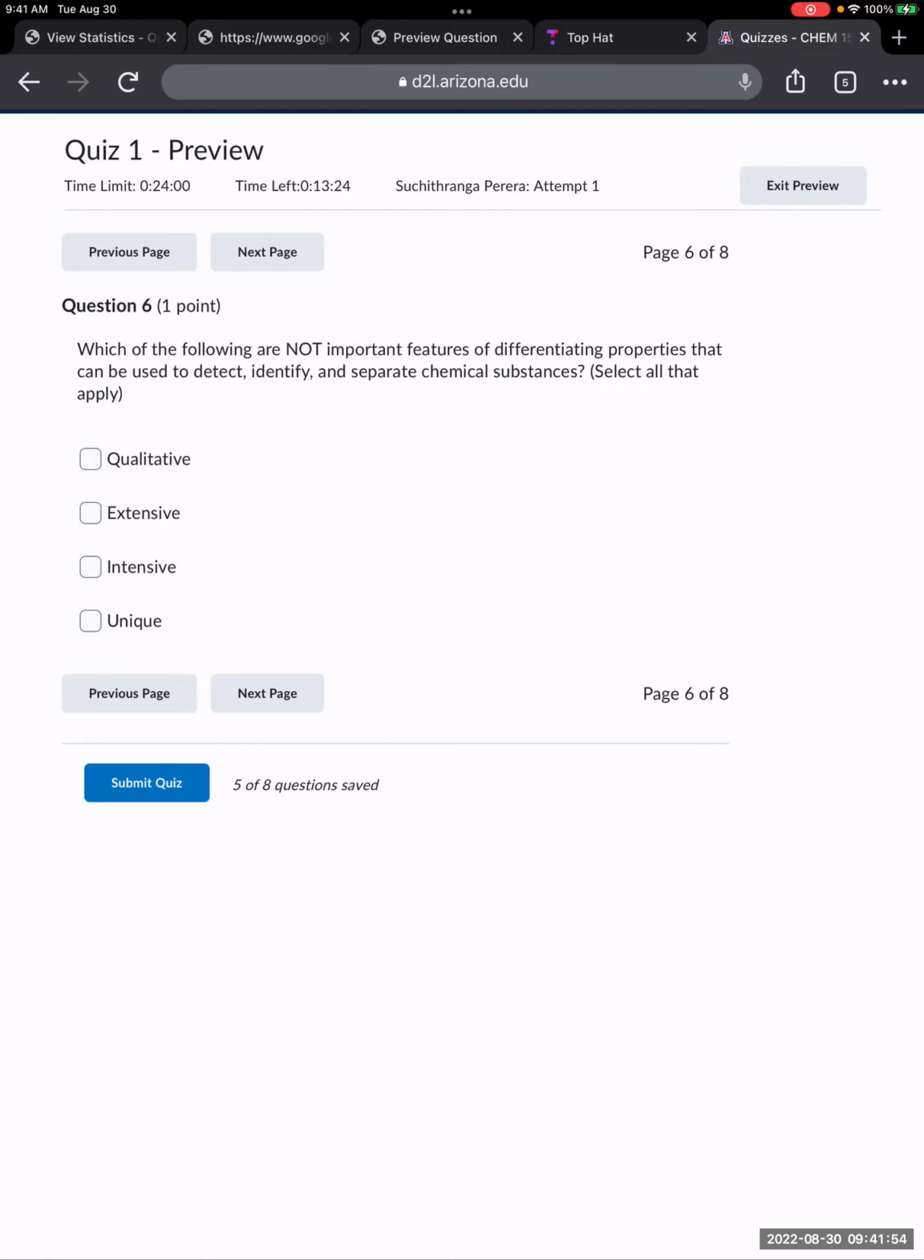Okay, so qualitative, quantitative doesn't have anything to do with that. So that is not what we're looking for. It cannot be extensive. It says not. Which of the following are not important features? Okay, so when it comes to not important features, we know being intensive and unique are important. Therefore, what is not important must be qualitative and extensive. Okay, that's what I would select.